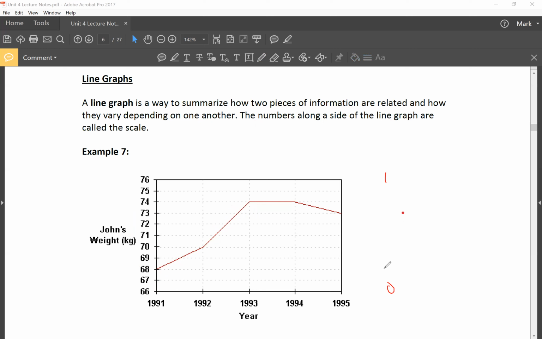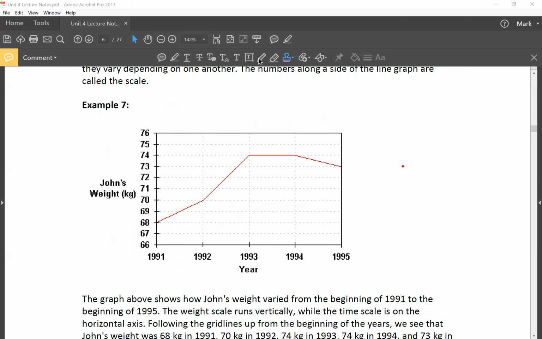All right. So just think about graphs, think about information on graphs, and always look at the scale. The axes are going to tell you everything you need to know about the graph. Now, what do I mean by the axes? Well, this is my y-axis, and this tells me John's weight in kilograms. So every number here is a kilogram. The x-axis is typically the time. If you've done physics, x in physics is usually the time. Here it's years, so 91 to 95.